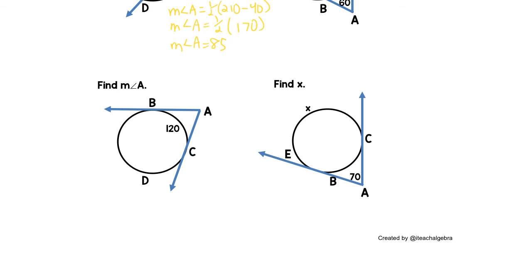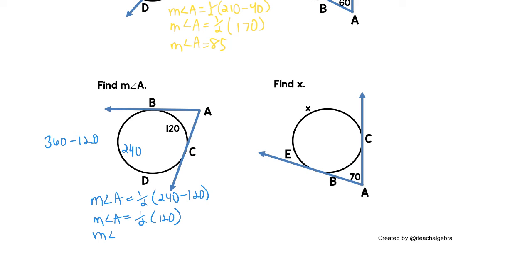Last few problems. We want to know angle A. Well, I know the inner arc, but not the outer arc. But the inner arc and the outer arc are the entire circle. So 360 minus 120 will give us the outer arc, which is 240. So the measure of angle A is 1/2 outer arc minus inner arc. That means angle A is 1/2 of 120. Angle A is 60.